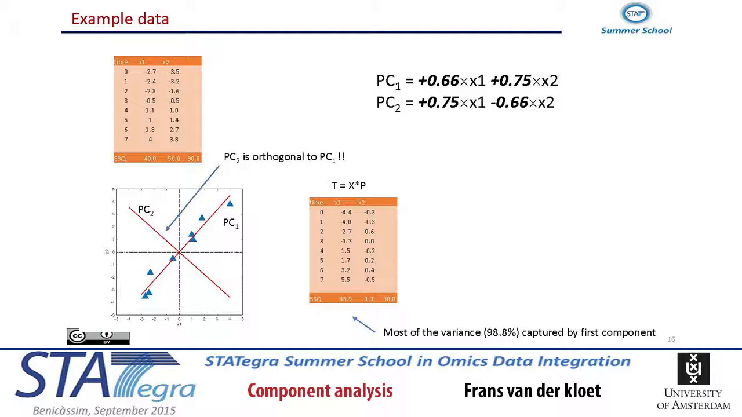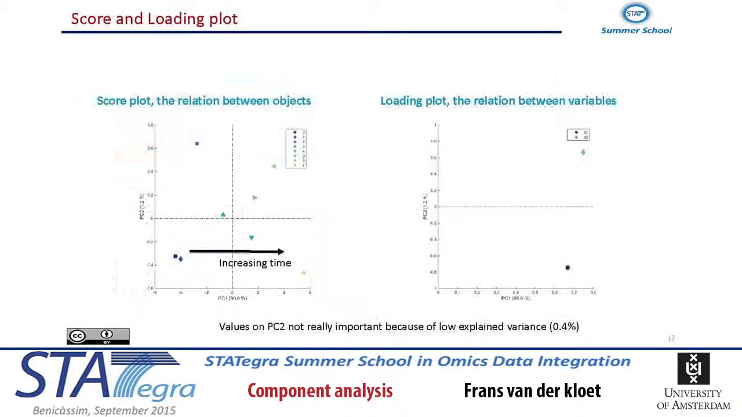So in the end, in this example, what would we end up with? Well, first of all, the score plot itself. I've plotted PC1 against PC2. Now, because PC1 captures almost all of the variance, PC2 is almost of no importance. But we see an increasing time from left to right, which is what we expected. And if I look at the loading plot, of course, it's only two variables, so it's not impressive.